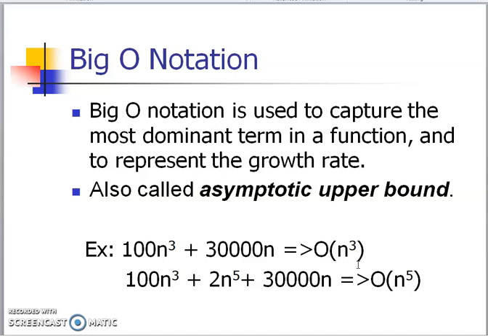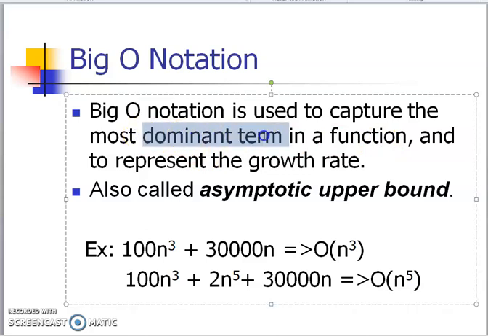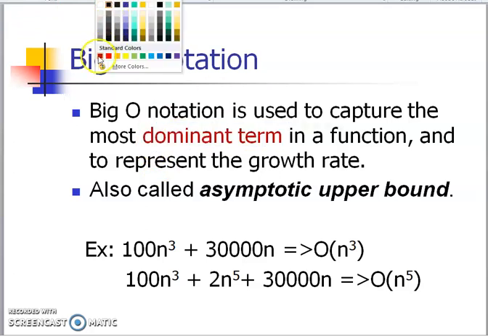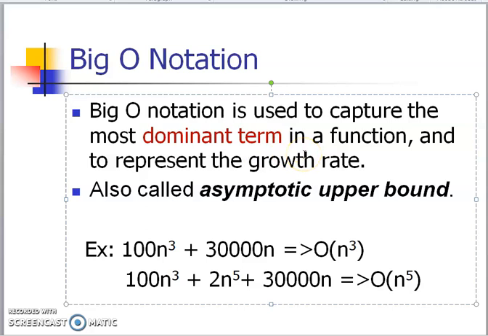What is Big-O notation? A Big-O notation is used to capture the most dominant term. So that is going to be the most important thing that we want to capture in terms of the growth rate. So again, Big-O notation is used to capture the most dominant term in a function. So we don't care about the minor things. We only care about the most important thing. And to represent the growth rate, it's also called an asymptotic upper bound.